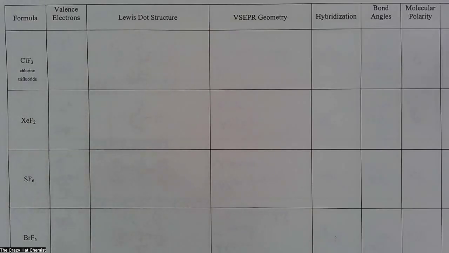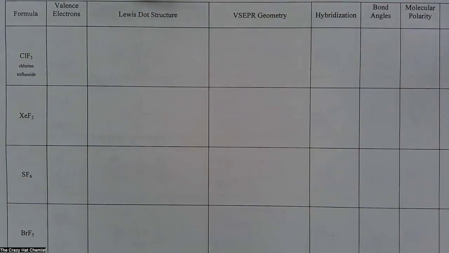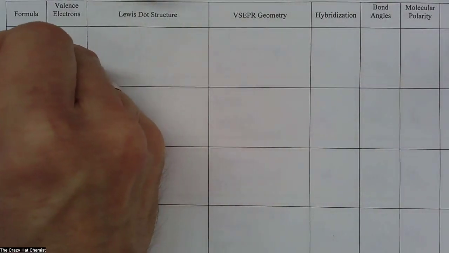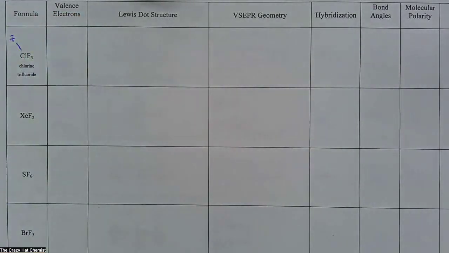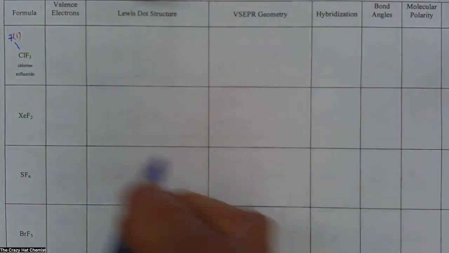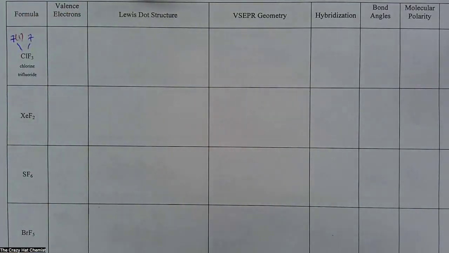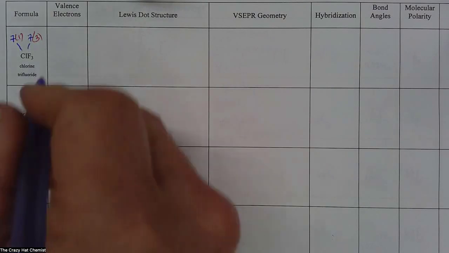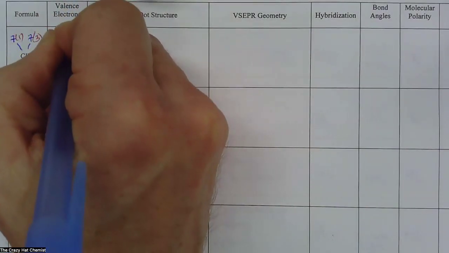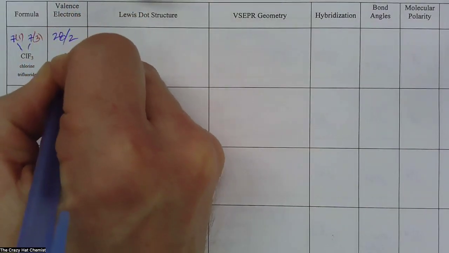That is because I've discovered that some students didn't think that that was a chlorine, and they thought it was a carbon, an iodine, and a fluorine, of which it is not. So a chlorine has 7 valence electrons, of which there is 1. And a fluorine has 7 valence electrons, of which there are 3. So that's really 7 times 4, that's 28. And divide by 2, that's 14 pair.